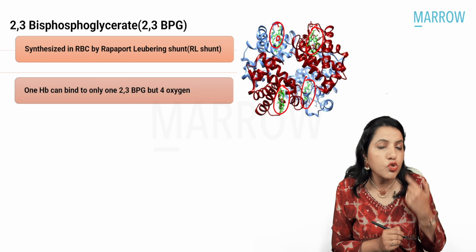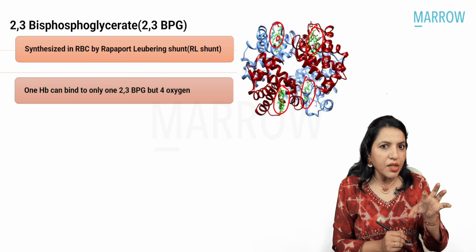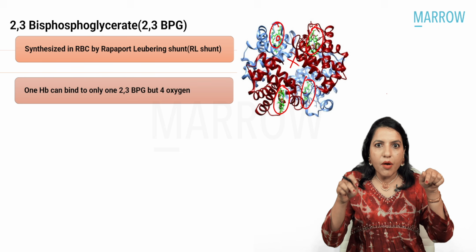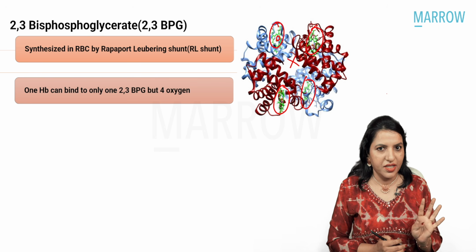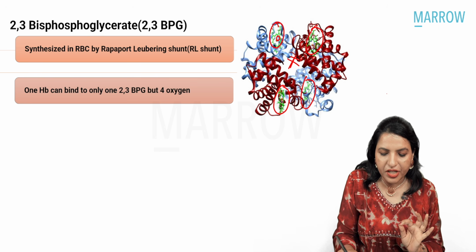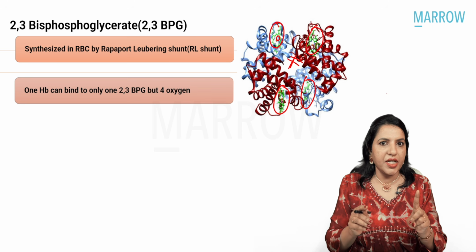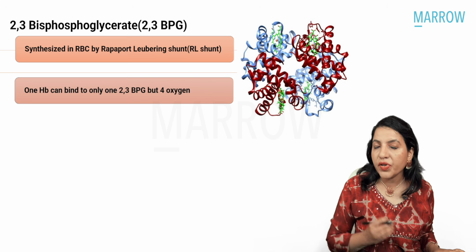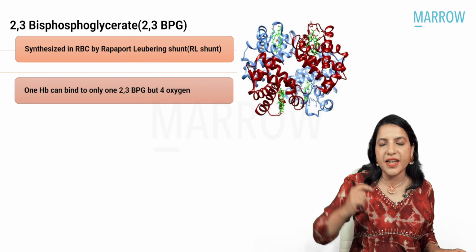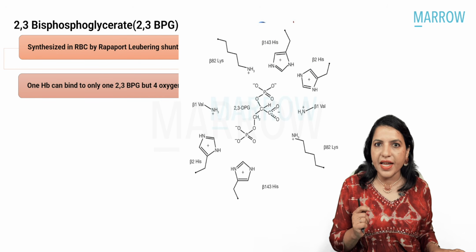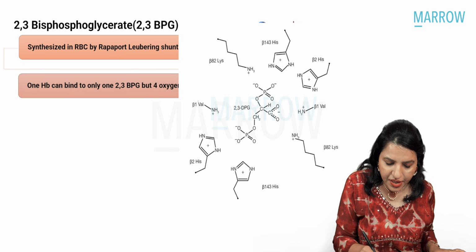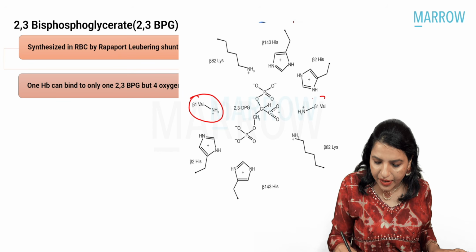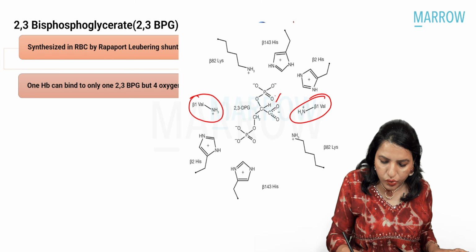Now, where is this 2,3-BPG binding? The 2,3-BPG binds to the central cavity, which is formed by the 4 globin chains. In the central cavity, only one 2,3-BPG can bind, not 4. Now we will see a magnified view of the central cavity. Here you can see a valine amino acid present in the beta-1. And this is the 2,3-BPG.